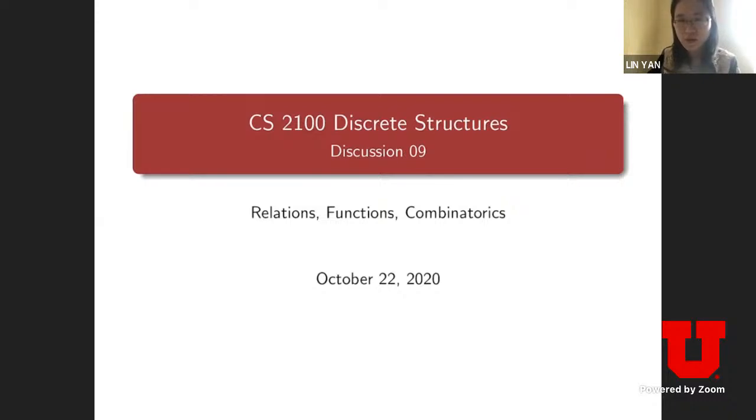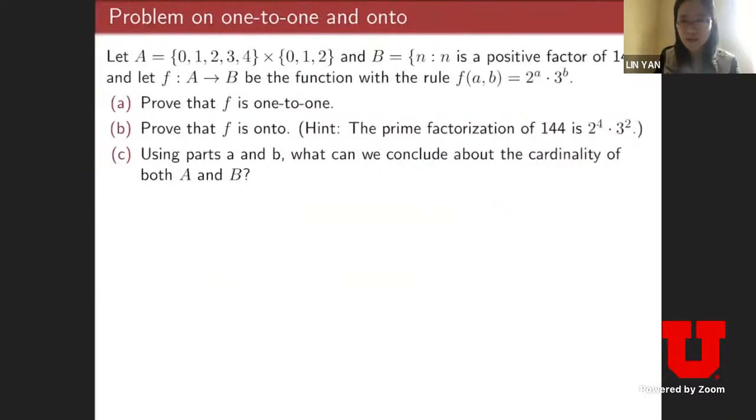Today, we will work on several problems related to relations, functions, and combinatorics. So let's get started with the first one. Let's first use 2 minutes to think about it, then we will work on it together.